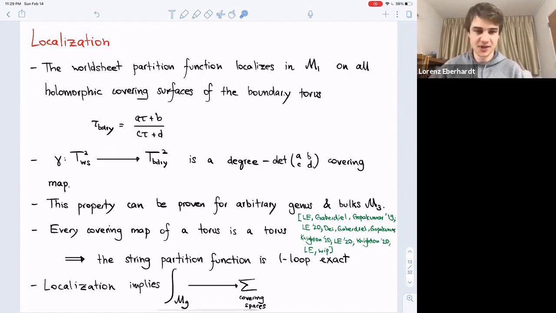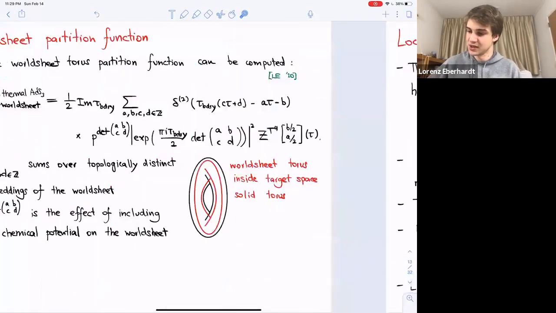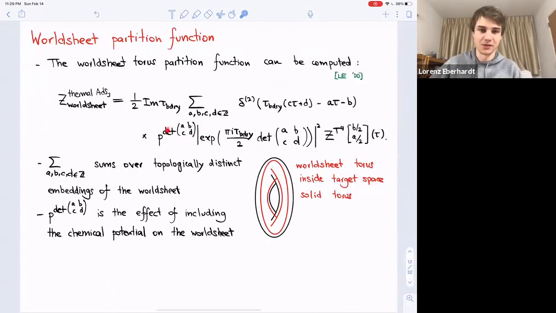So for the torus setup, it's very simple, because you just need a holomorphic map from the torus to the torus, and it's very elementary to see that such a map exists whenever the modular parameters are related like this. And if they're related like this, you get a degree that is given by the determinant of this ABCD covering map. And you see that this degree exactly shows up here in the P.